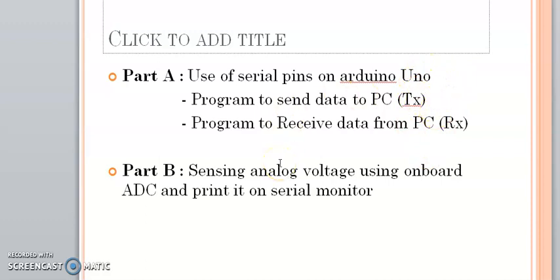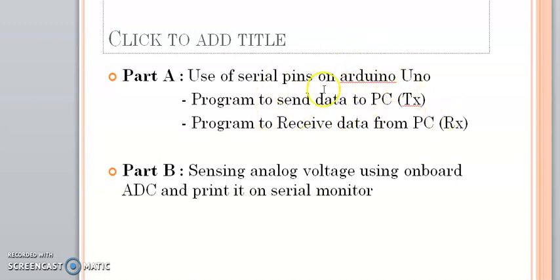In the second program, we saw how to control an LED from a serial monitor. That is, if the RX pin of Arduino Uno receives bit 0, then the LED should be off, and if the RX pin receives bit 1, then the LED should be on. In this way, via the serial communication pins, communication can happen between the Arduino Uno board and your PC.